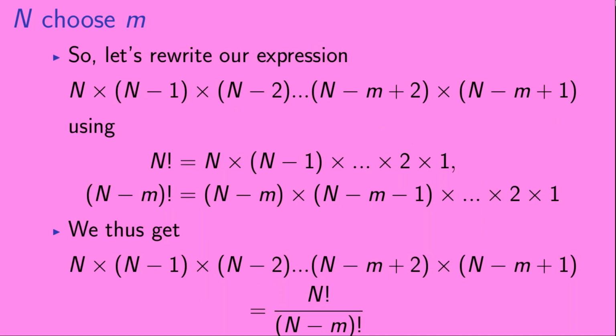Okay, so now let's rewrite that expression. So it had m factors, which started with n and ended with n minus m plus 1. Let's use the expressions for n factorial and n minus m factorial. So n factorial is n times n minus 1, etc., down to 1, and n minus m factorial is n minus m times n minus m minus 1, etc., down to 1. We thus get that our expression n times n minus 1 times n minus 2, etc., down to n minus m plus 1 is equal to n factorial divided by n minus m factorial.